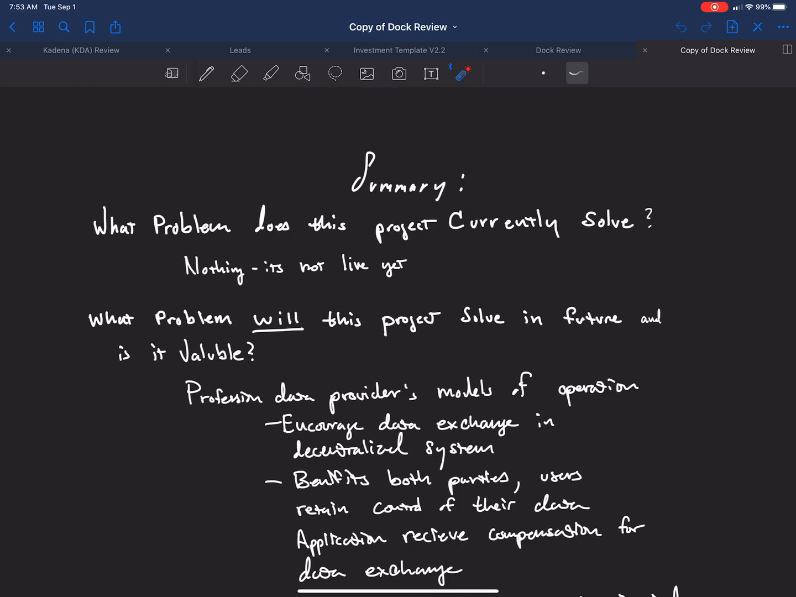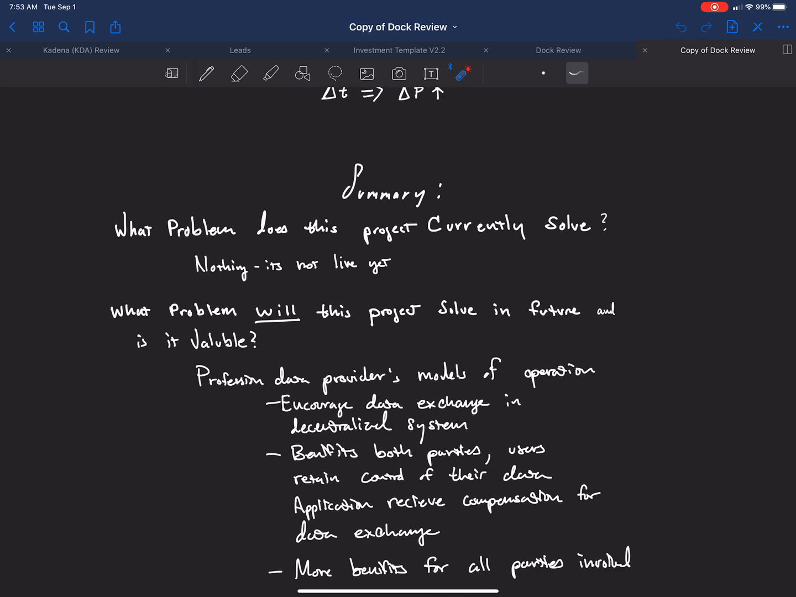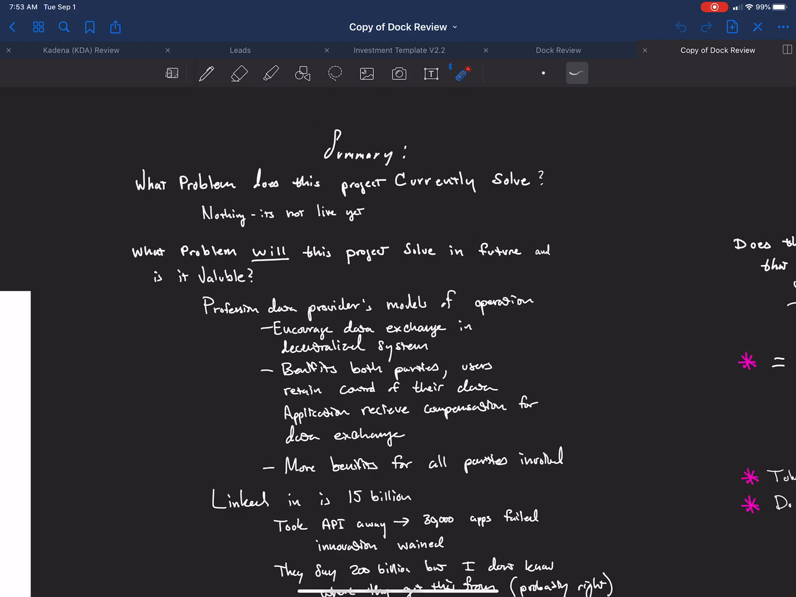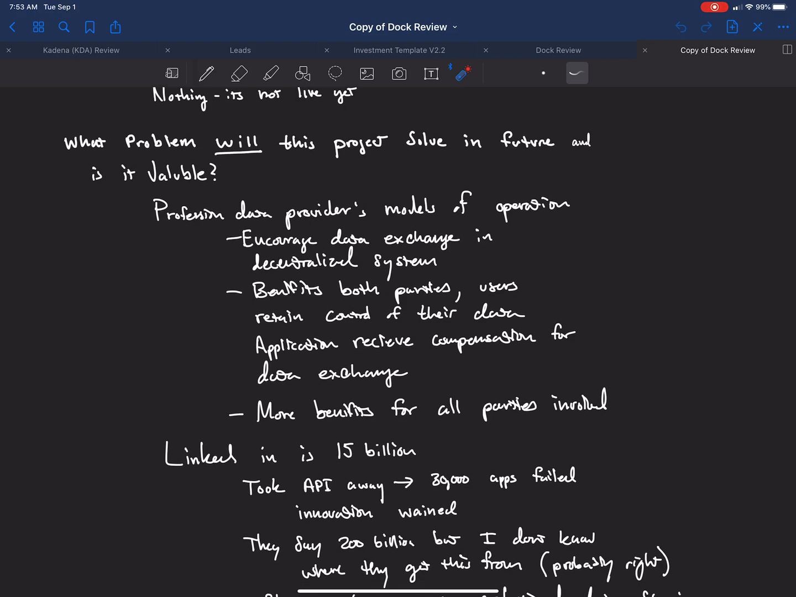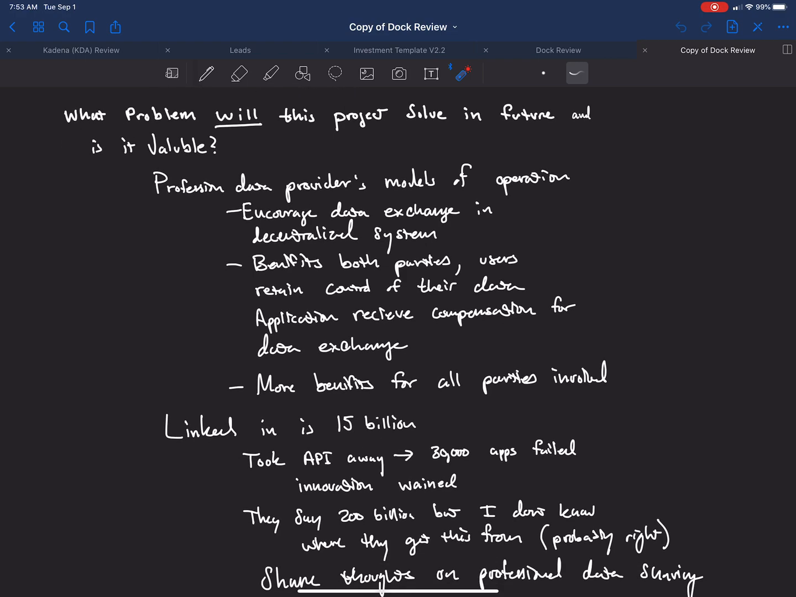A summary of this project is: what problem does it currently solve? Nothing. It's not live yet, but that's no biggie. We know that some projects are not live yet, and that's a good opportunity. What problem will this project solve in the future, and is it valuable?